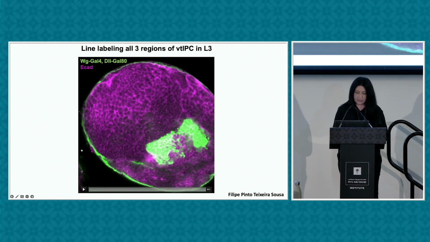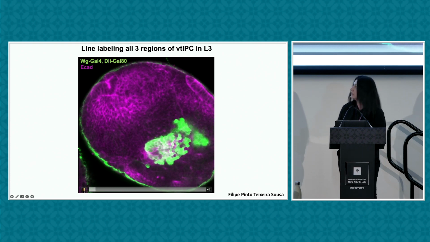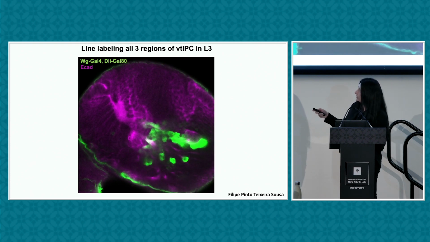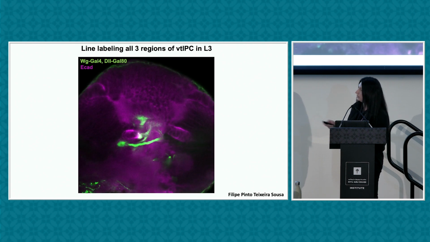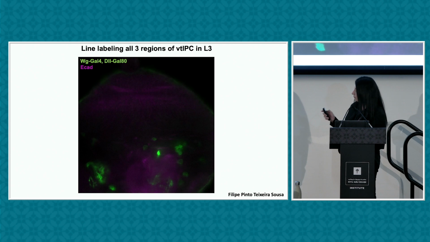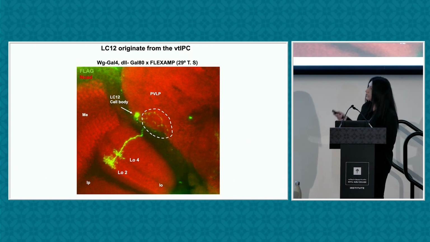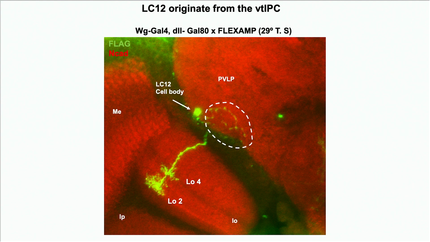So this is a larval brain, and you see this ventral tip of the IPC domain that is expressed in this line. So we performed the FlexAmp experiment, and we found that we were able to recover different types of lobular columnar neurons. So the first one are these LC12 neurons.